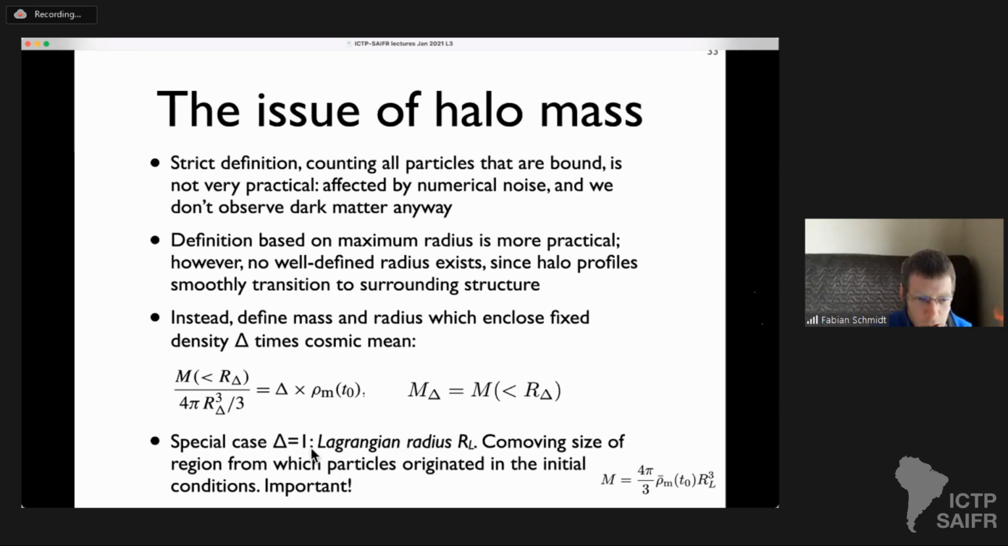So a special case is when you choose this delta equals 1. Okay, so we call that the Lagrangian radius. So that is actually a physically well-defined scale because it's the typical size of the region in the initial conditions that the particles that make up the halo today come from. Right, so that is actually an important scale, and we'll use that later.